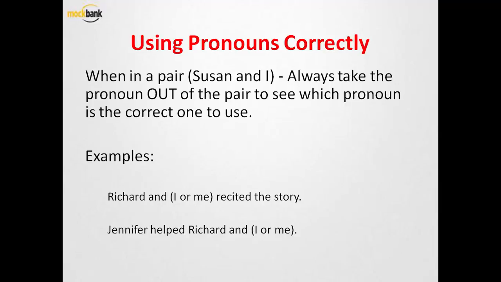When in a pair, suppose the pair is Susan and I, always take the pronoun out of the pair to see which pronoun is the correct one to use. Let's take a small example. Richard and I recited the story, or Richard and me. So it would be Richard and I. Jennifer helped Richard and me. Why? Because Jennifer over here is the subject, because the action of helping is being performed by Jennifer and the action of being helped is being performed on Richard and me. So for the object we'll use me.